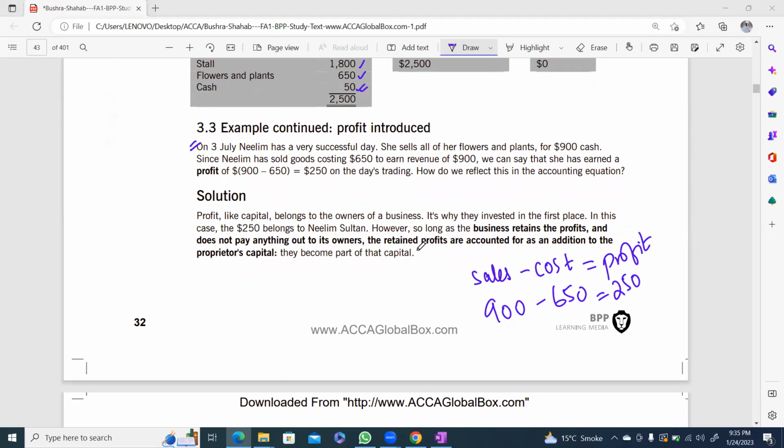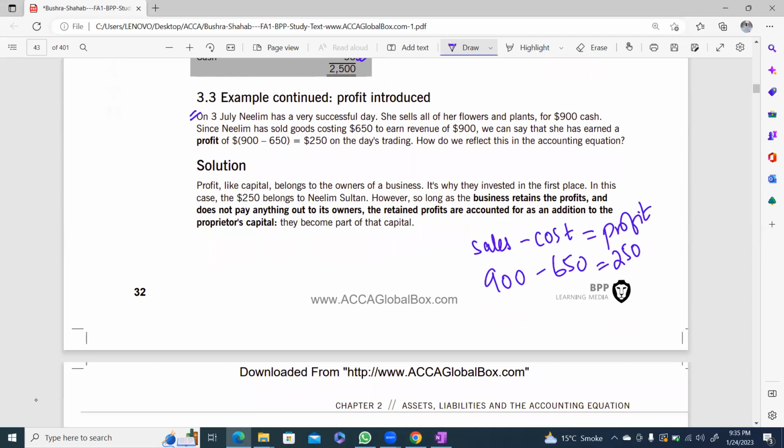On 3rd July, Neelam has a very successful day. She sells all of her flowers and plants for $900 cash. Since Neelam has sold goods costing $650 to earn revenue of $900, we can say that she has earned a profit of 900 minus 650 equals 250 on the day's trading. How do we reflect this in the accounting equation? Should I read the solution as well? Okay, first tell me, is this question clear to you?